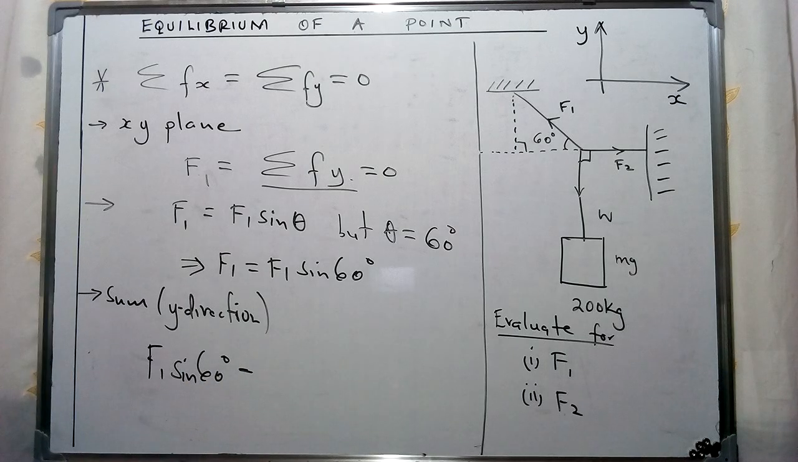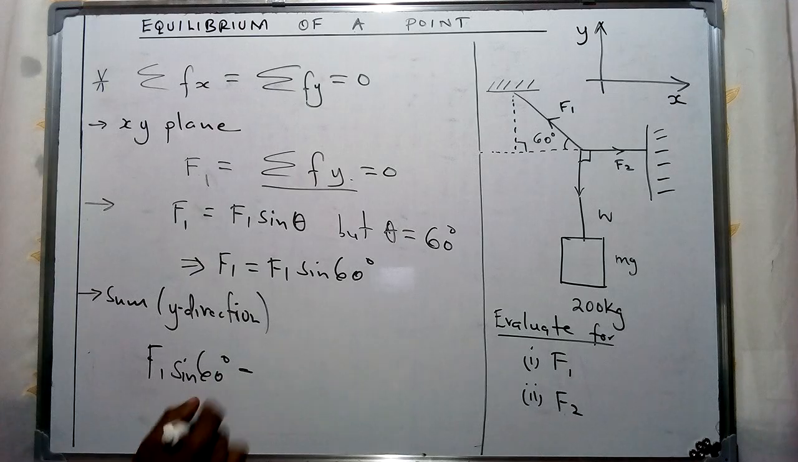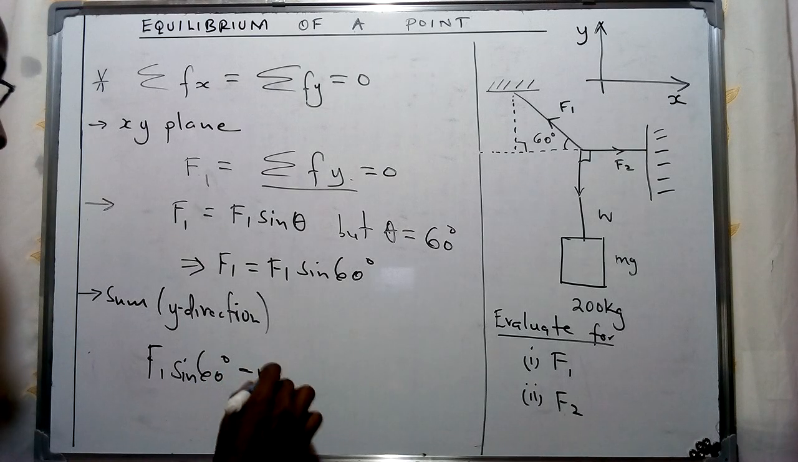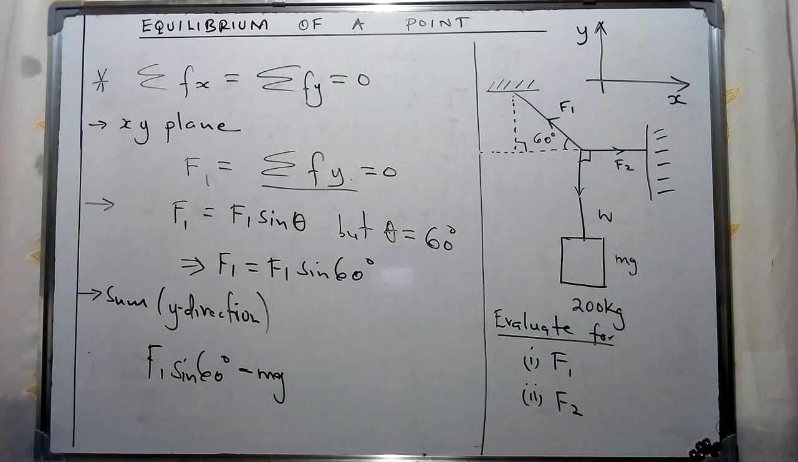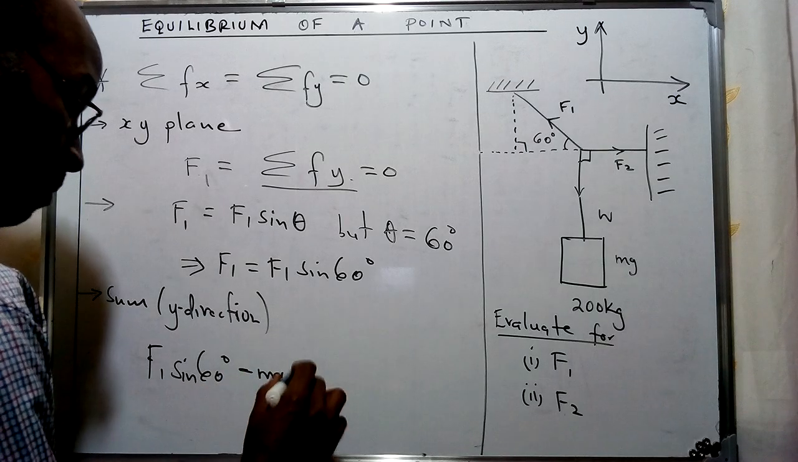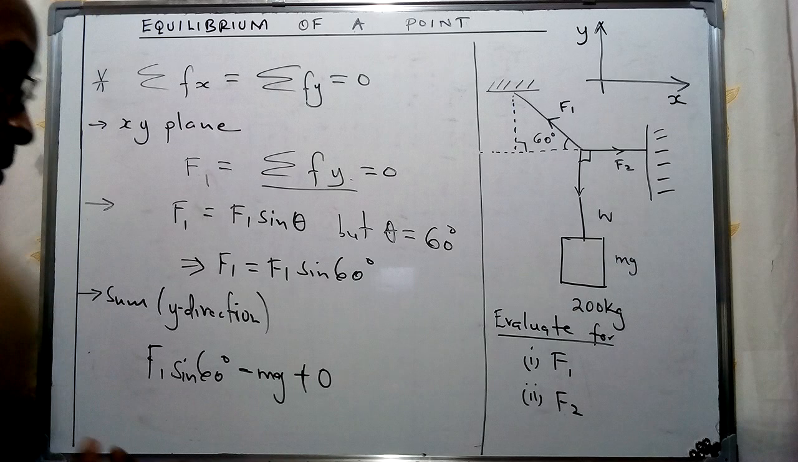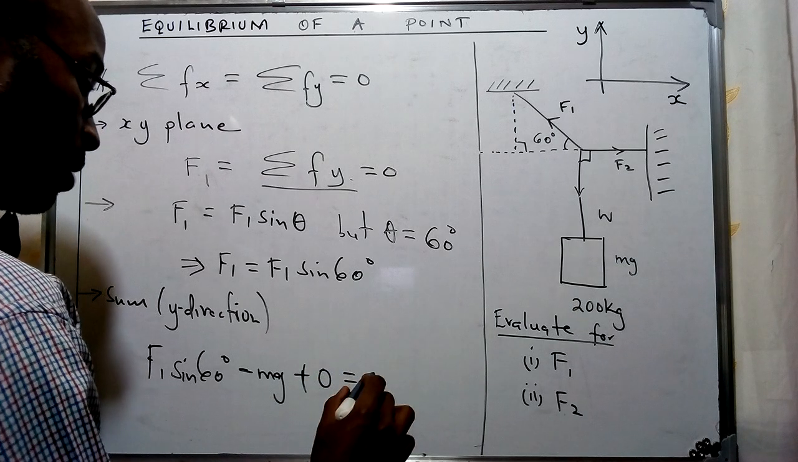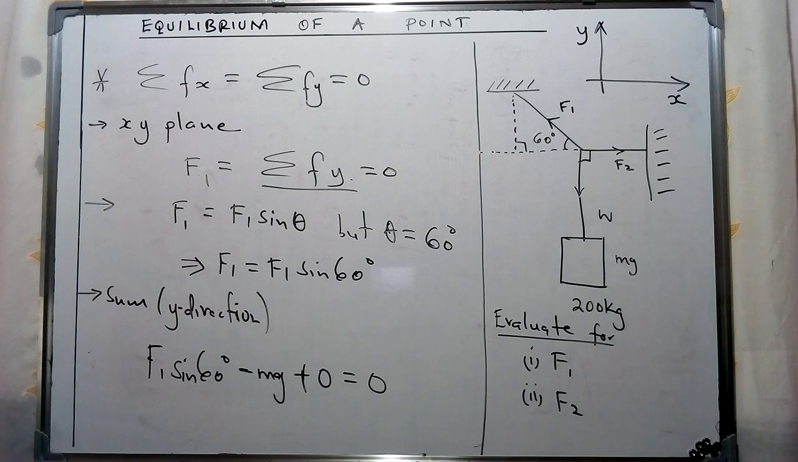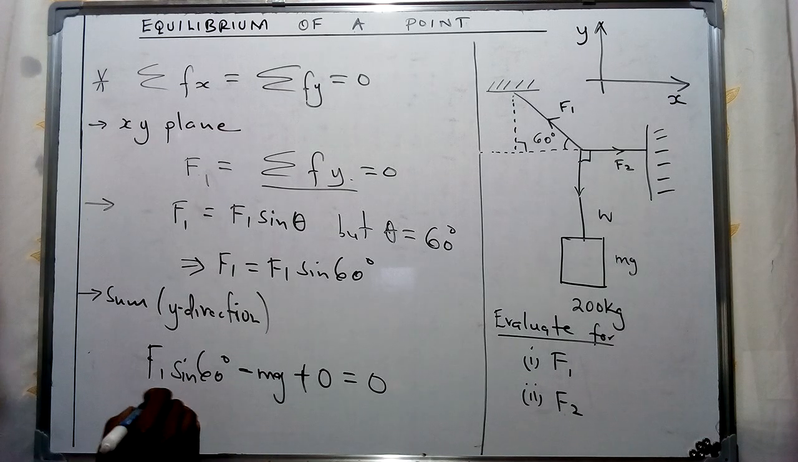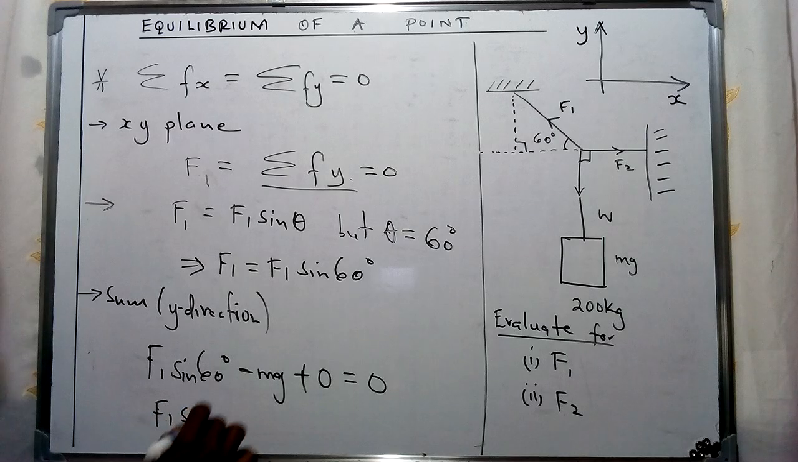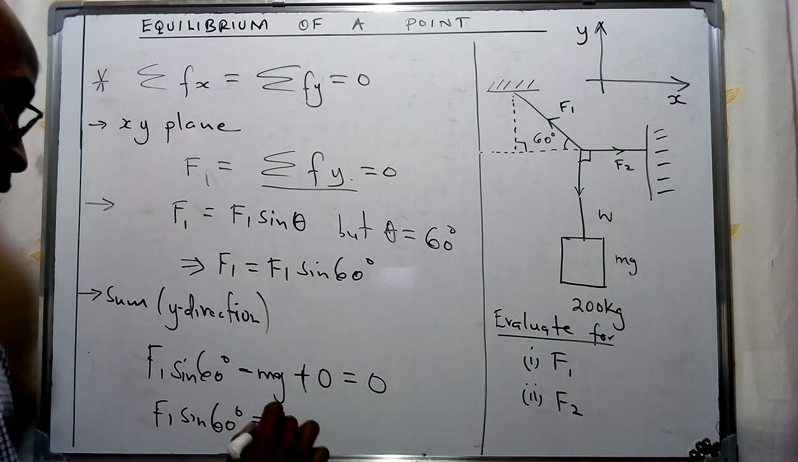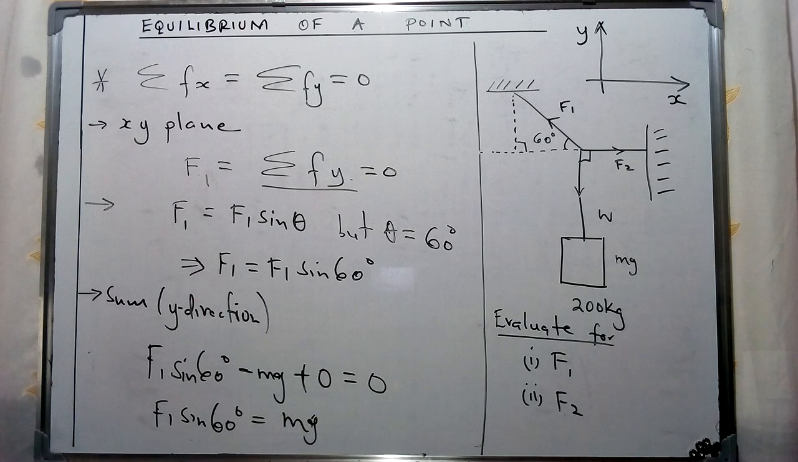So in this case, this is going to be acting in the opposite direction, and therefore it's going to give us the minus mg, which is the weight of that specific mass which we have been given as 200 kilograms, and this is equivalent to 0. If we look at this one, we can just do the arrangement to make F1 the subject of the formula, by having F1 sine 60 degrees equivalent to mg. So we can do a rearrangement for our case here.